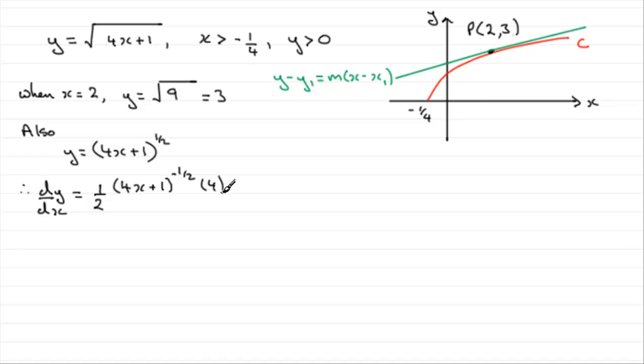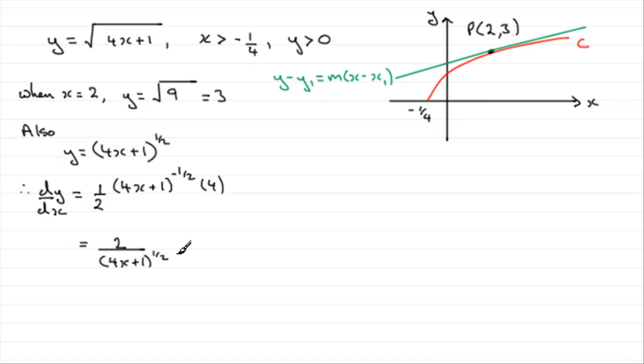So what have I got here? If I tidy this up, well, half of 4 is 2, and I can think of this as 2 times 1 over 4x plus 1 to the power a half. So we can bring that in underneath here as 4x plus 1 to the power half. Alright?